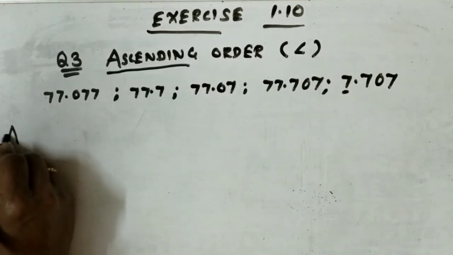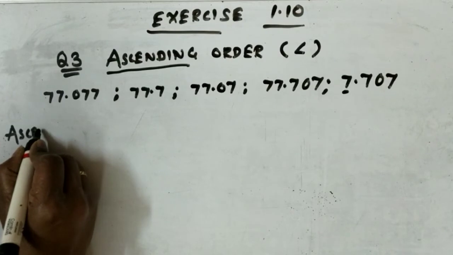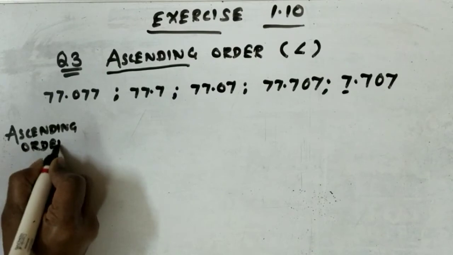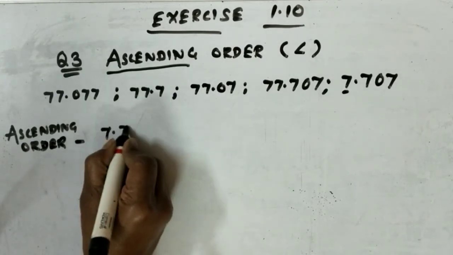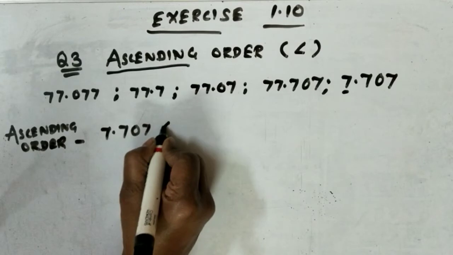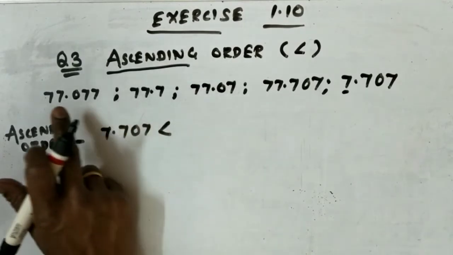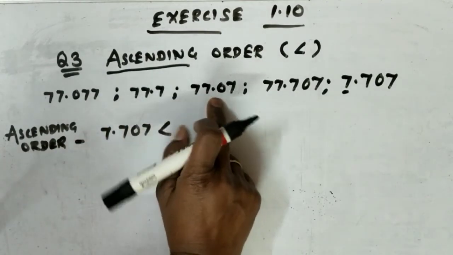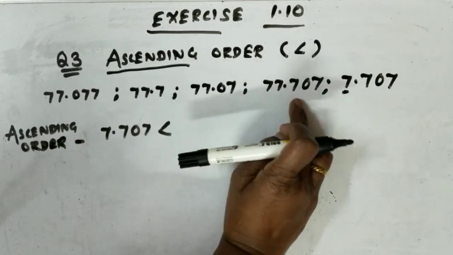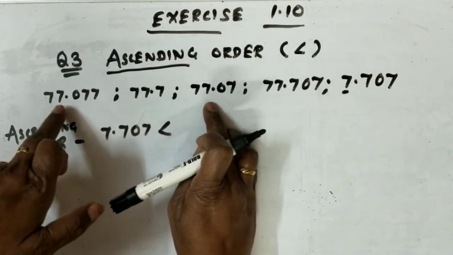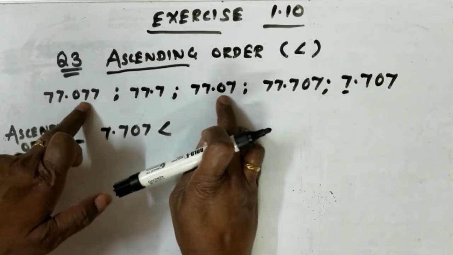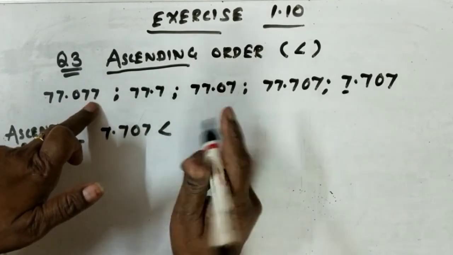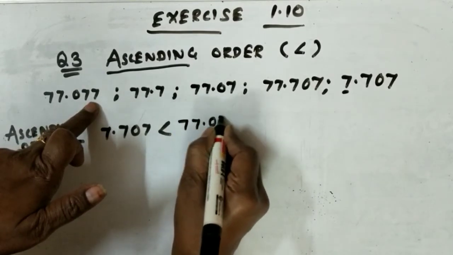So how to write the ascending order? The first number is 7.707. This number is less than which number? Now you see 77.0 is there, 77.7 is there. Again here the tenth digit is 0 and here 7, and 7 is greater. So amongst these two, you see 77.07. But again one more number is there, that's why this is greater and this is smaller. So write the smaller one first, 77.07.